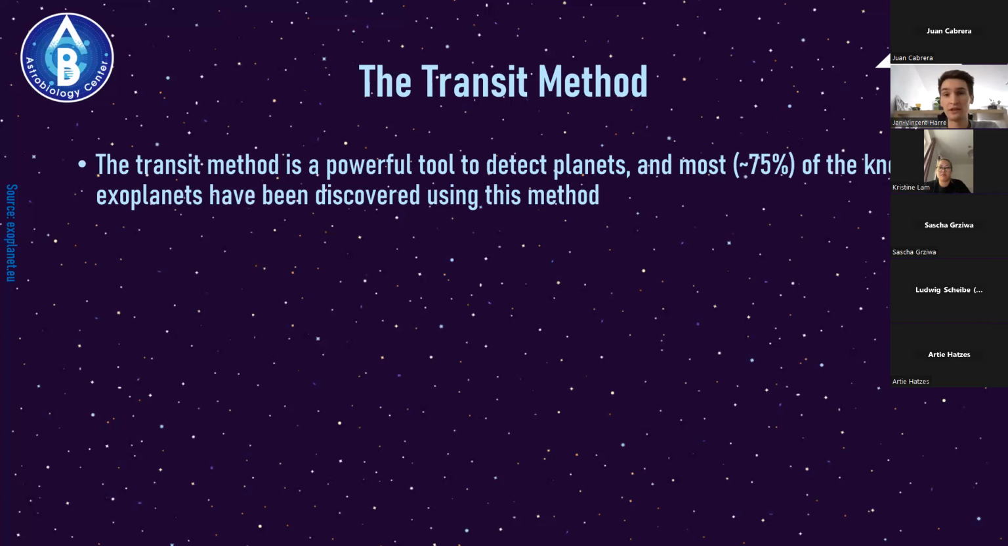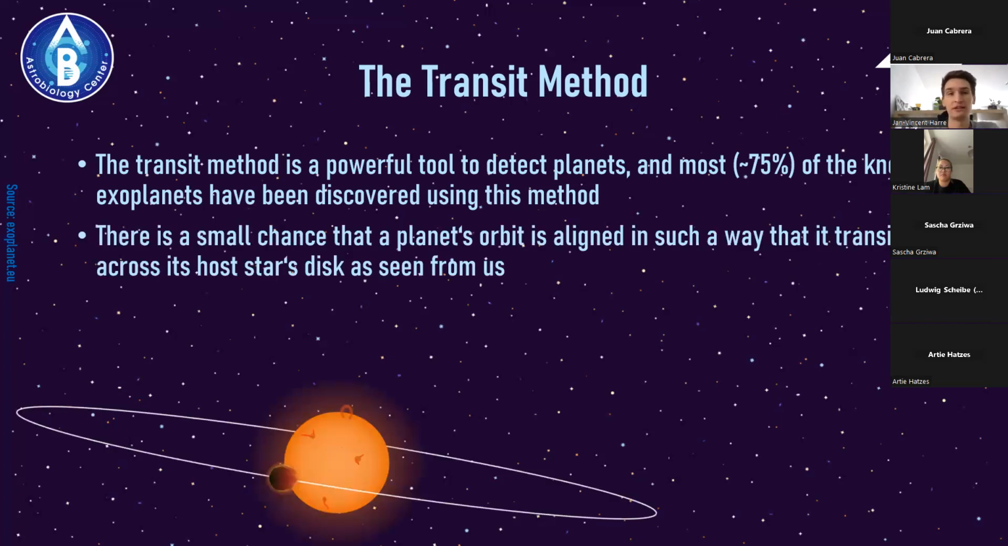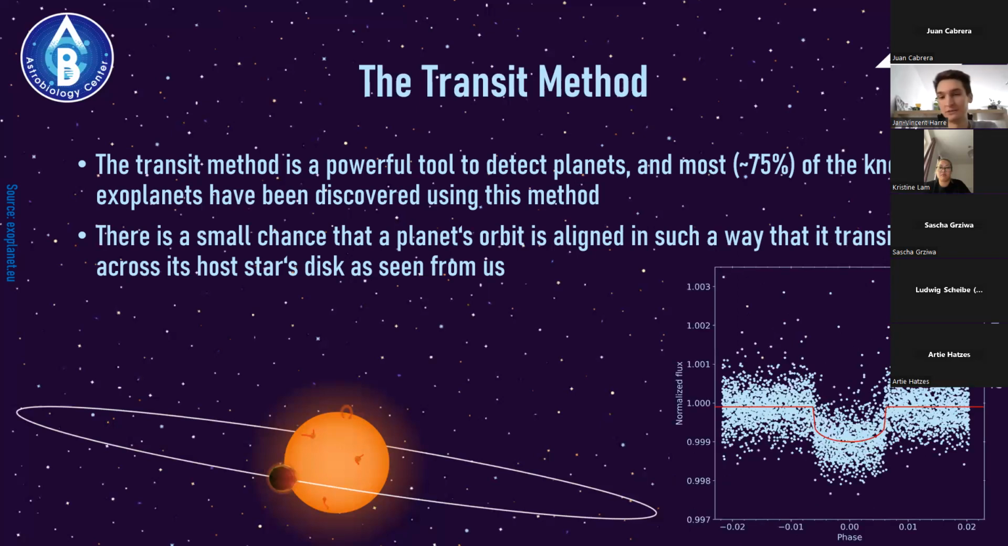And so for the transit method, there's a small chance that a planetary orbit is aligned in such a way that it transits across its host star's disk, as seen from our point of view, and that I've indicated here in the bottom right. So we have a star and a planet with the orbit indicated with this white ring. And if the planetary orbit is correctly aligned with our line of sight, then we can see it moving across the stellar disk. However, we can't resolve this, but we can measure the brightness of the star, and that's what we do.